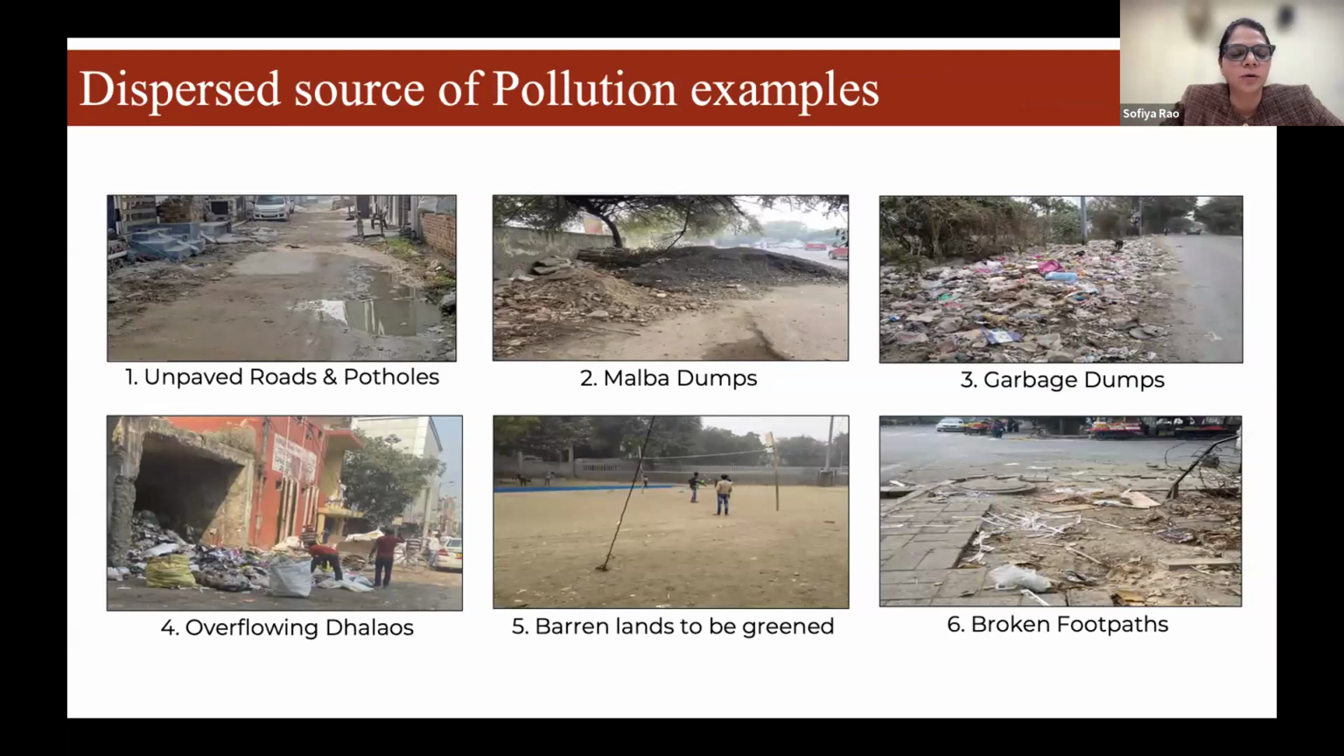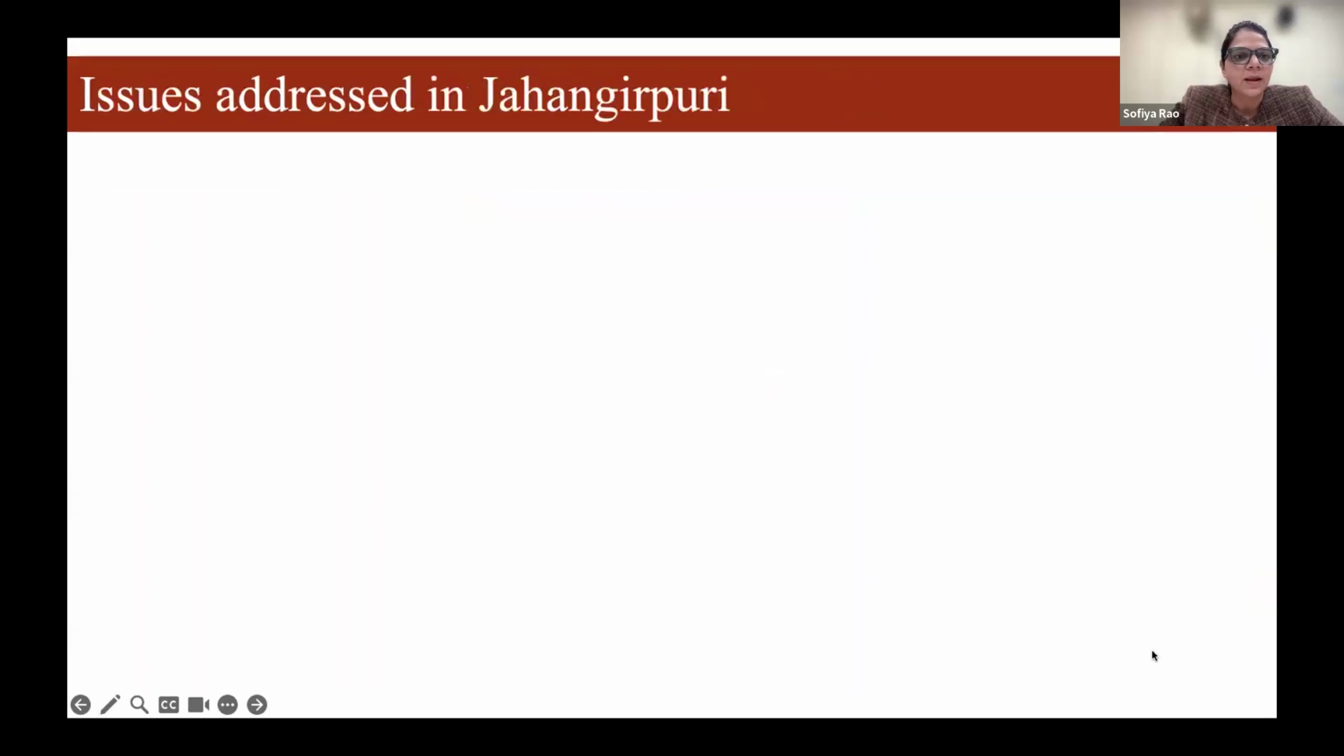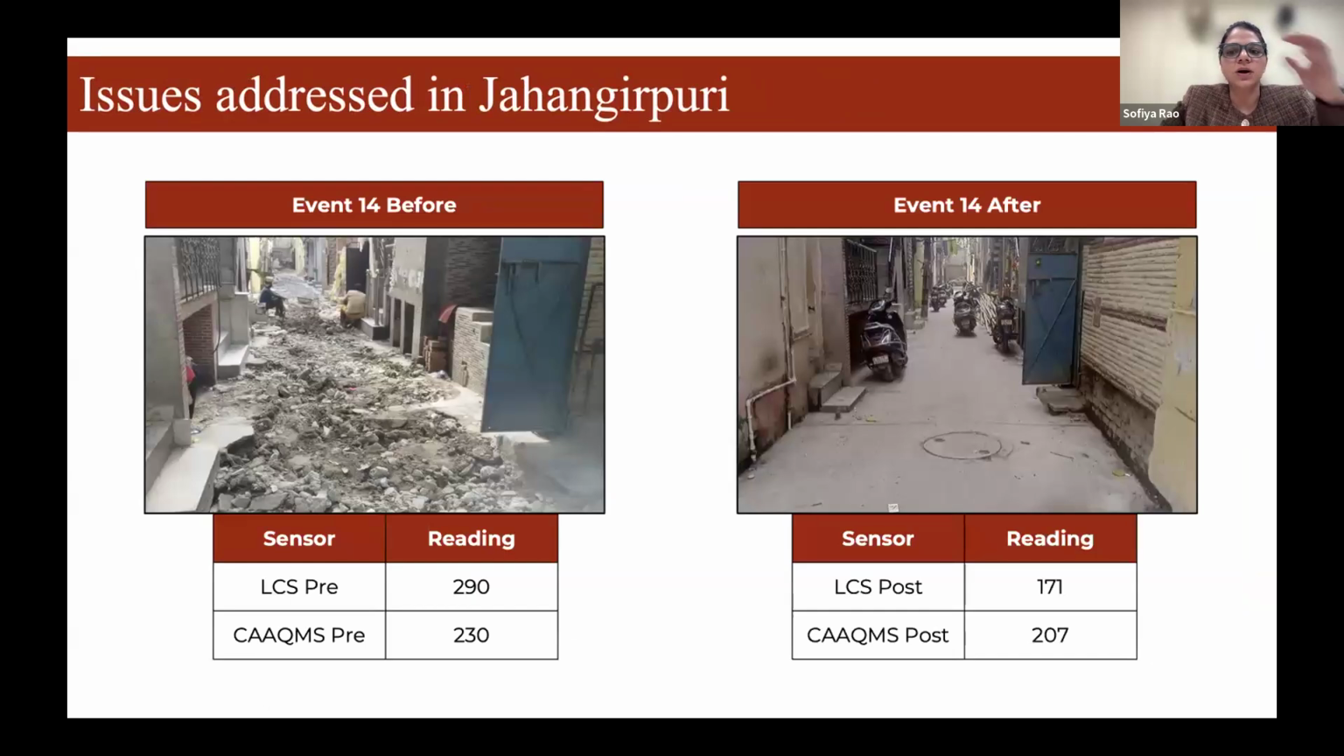And the outcome: these are a few issues that were resolved by the government, and we were able to identify the pre and post difference, like unpaved roads and potholes, malba dumps, garbage dumps, broken footpaths, etc. And this is one of the examples. So this whole road was broken, and we set up 3 units of Locus sensors on this 500-meter broken road, one at the beginning, one at the mid, and the other one at the end.